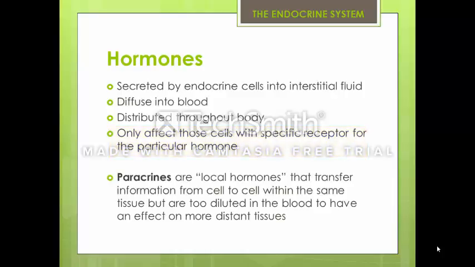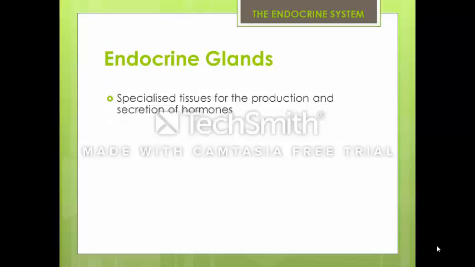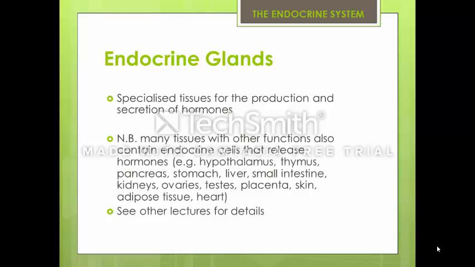Paracrines are local hormones that transfer information from cell to cell within the same tissue, but they are too diluted within the blood to have an effect on more distant tissues. Endocrine glands are specialized tissues for the production and secretion of hormones. However, many tissues with other functions also contain endocrine glands that release hormones.